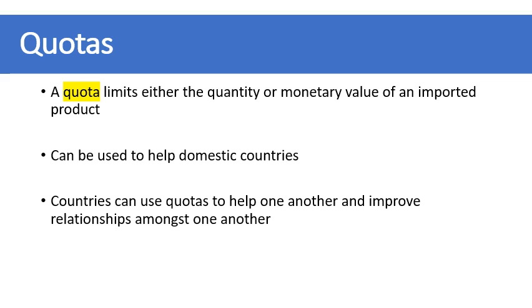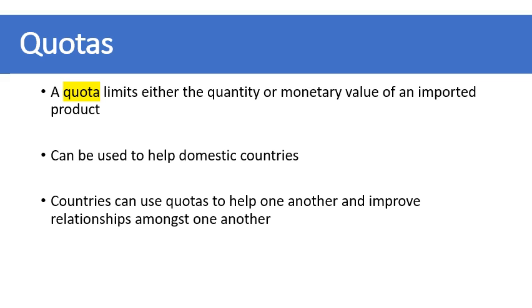So let's say that in the United States, the demand for bicycles is 500 bicycles per year. And the United States has placed a quota of 200 bicycles per year from other countries. Well the difference between 500 and 200, that's 300. That would be the additional bicycles that would have to be provided to consumers from domestic companies in the United States.